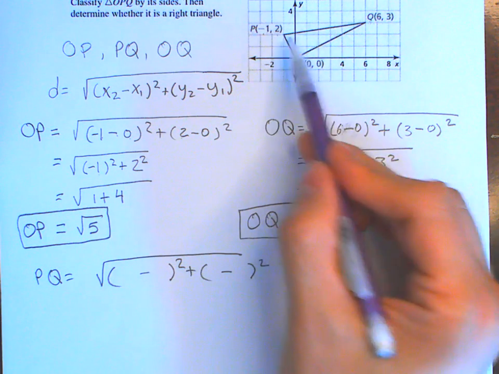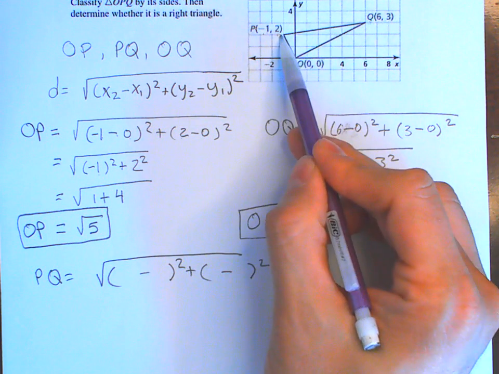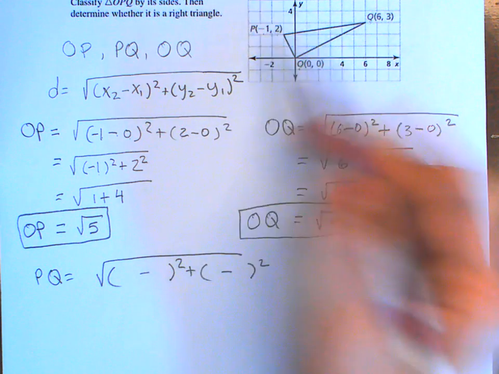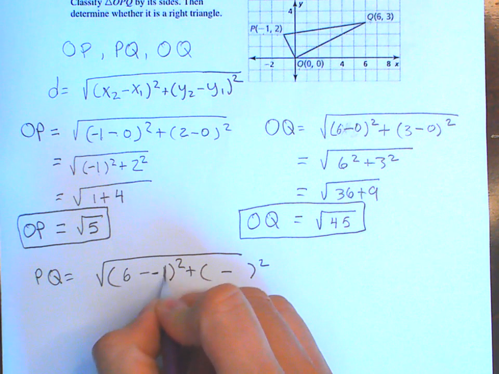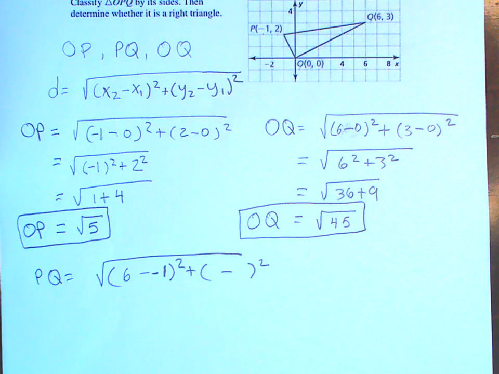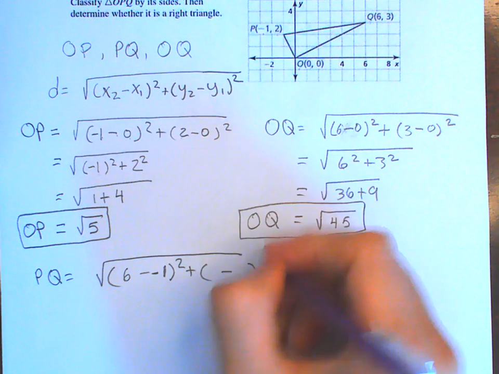Okay, so for PQ, I always like to do top to bottom. So 6 minus negative 1. Here's where people make mistakes. Don't make that mistake. Make sure you include the sign in there. 6 minus negative 1 and 3.